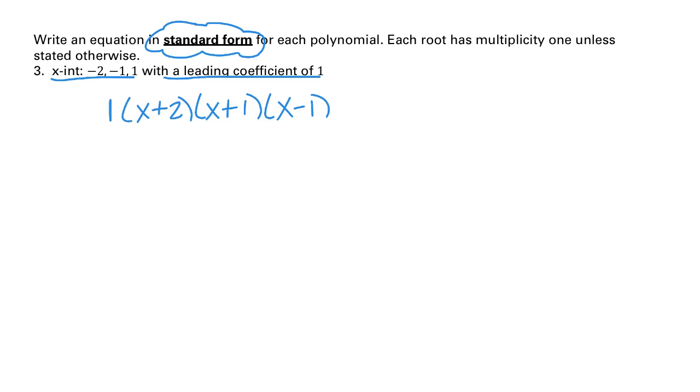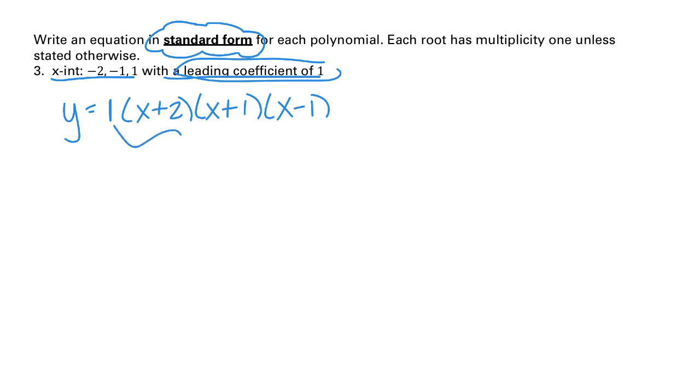So different from the last problem where we had to figure out the a value because it was going through a specific y-intercept. We don't have to do that for this because it's not giving us that extra information. It just says leave the leading coefficient as 1. We don't have to solve for it. But we do need to write all of this in standard form.